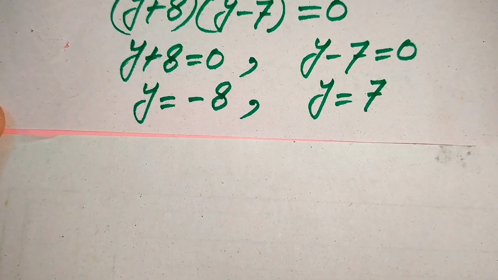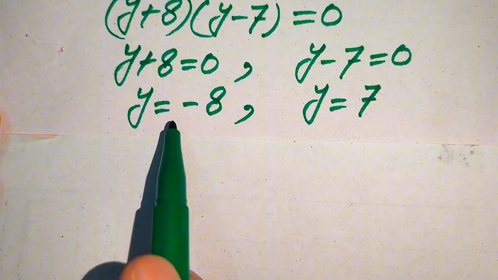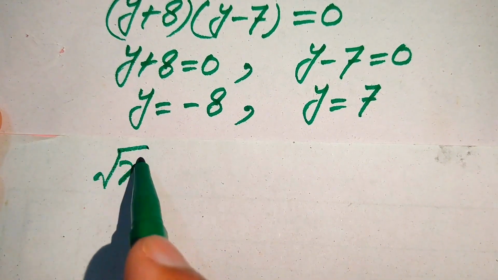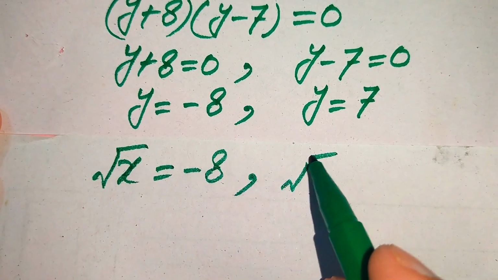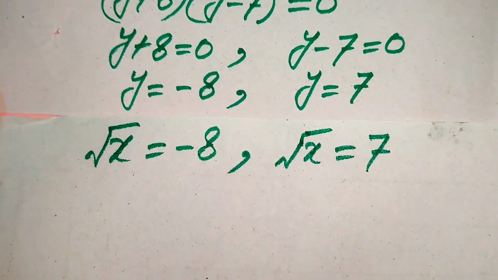After that, we need to move backward and substitute the value of y here. The value of y is the square root of x. So when you replace the values of y here, it becomes square root of x = -8, and this becomes square root of x = 7.